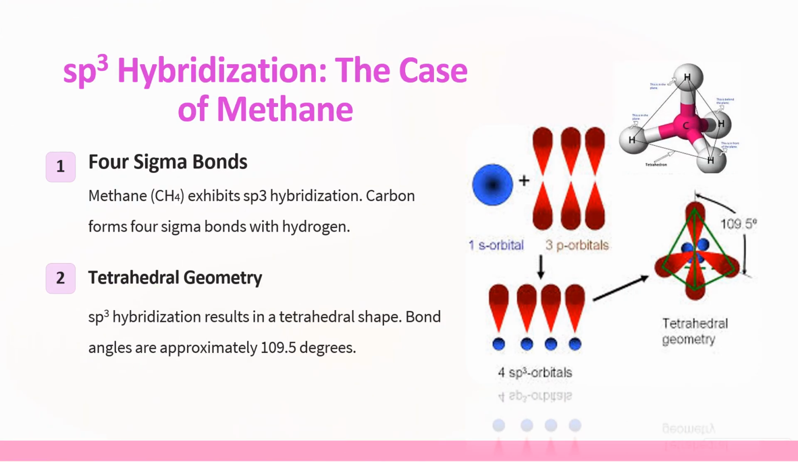Now, let's talk about the shape of methane. When carbon undergoes sp3 hybridization, it forms a tetrahedral shape. The four sp3 orbitals spread out evenly around the carbon atom. This shape places the hydrogen atoms at the corners of a tetrahedron. The bond angles between the hydrogen atoms are about 109.5 degrees. This specific shape helps reduce repulsion and makes the molecule stable.